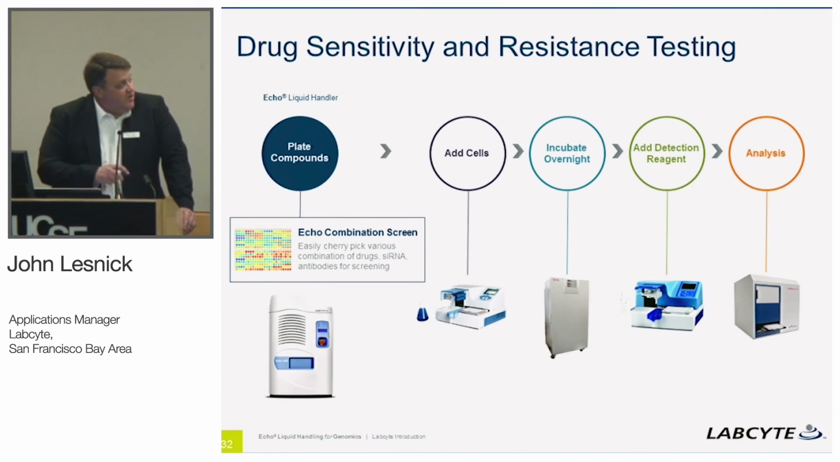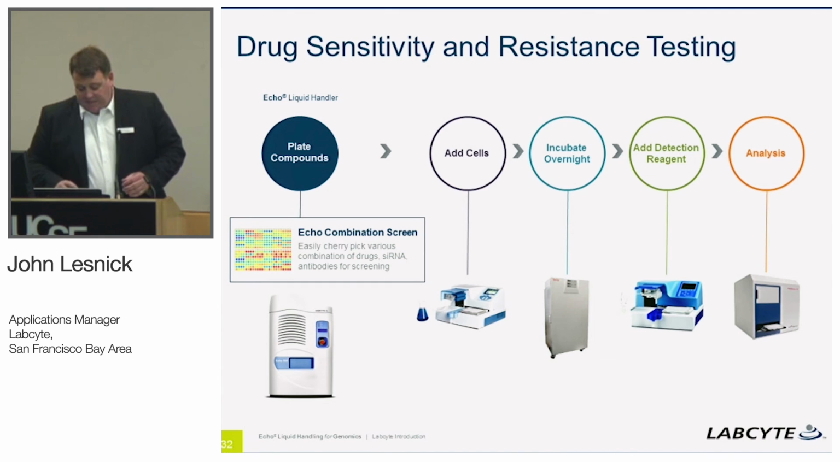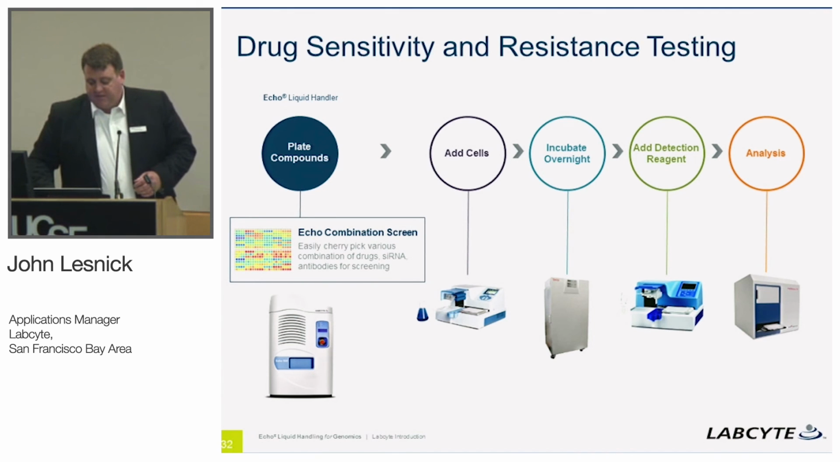His general approach is to plate the compounds with the Echo up front, to have these assay-ready plates for the combination studies. He's using cherry-picked various combinations, and he's also doing antibodies and siRNA. Adding cells with the multi-drop, they incubate overnight, and they're looking at a cytotoxicity assay, looking for sensitivity to the combinations in the various patient cell samples tested, and that goes through to the analysis.